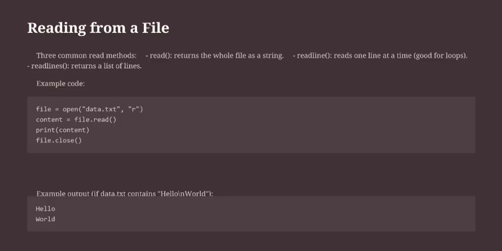Second, readline method. Only the first line is read in this. And this method is useful when dealing with very large files because we do not need to load everything into memory. Number three, readlines method. It reads all lines and returns them as a list.